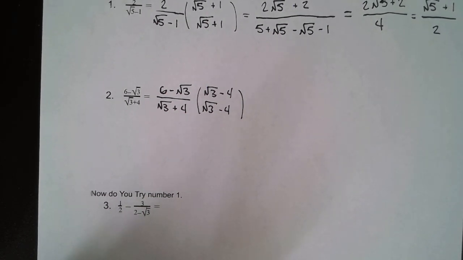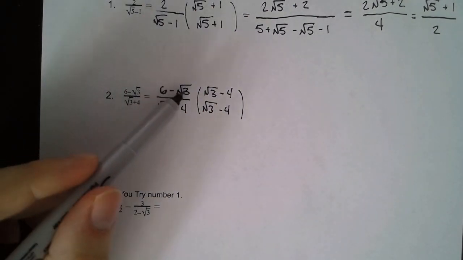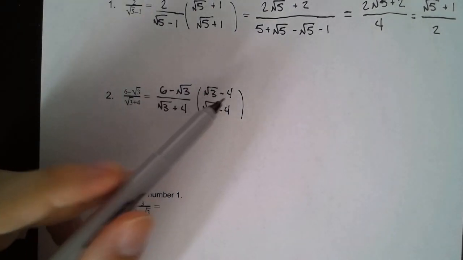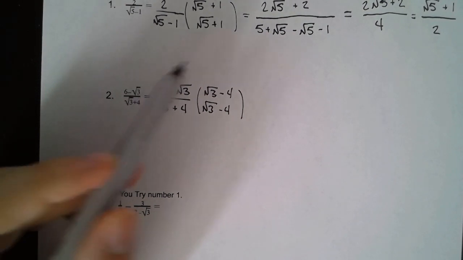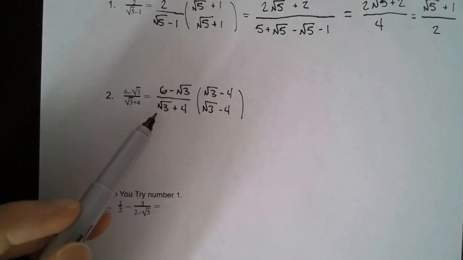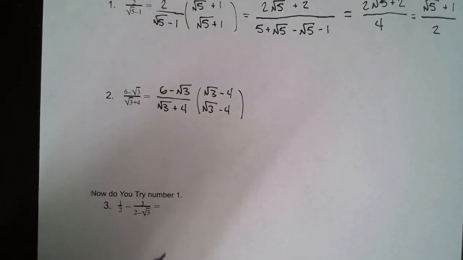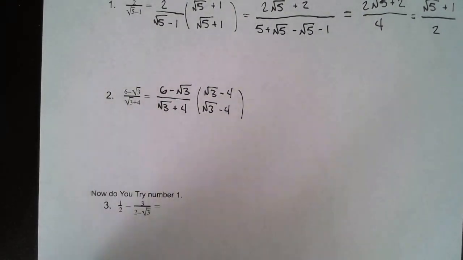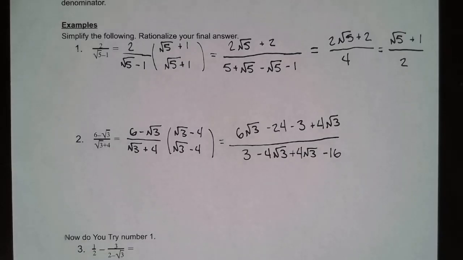Make sure you distribute fully when you multiply these together. So we need to multiply 6 minus root 3 times root 3 minus 4. We need to multiply each of these together. Think FOIL. And then the same thing for the bottom, and that will get rid of all of our radicals. I'm going to do that now. So this is what I got when I distributed the numerator and the denominator.